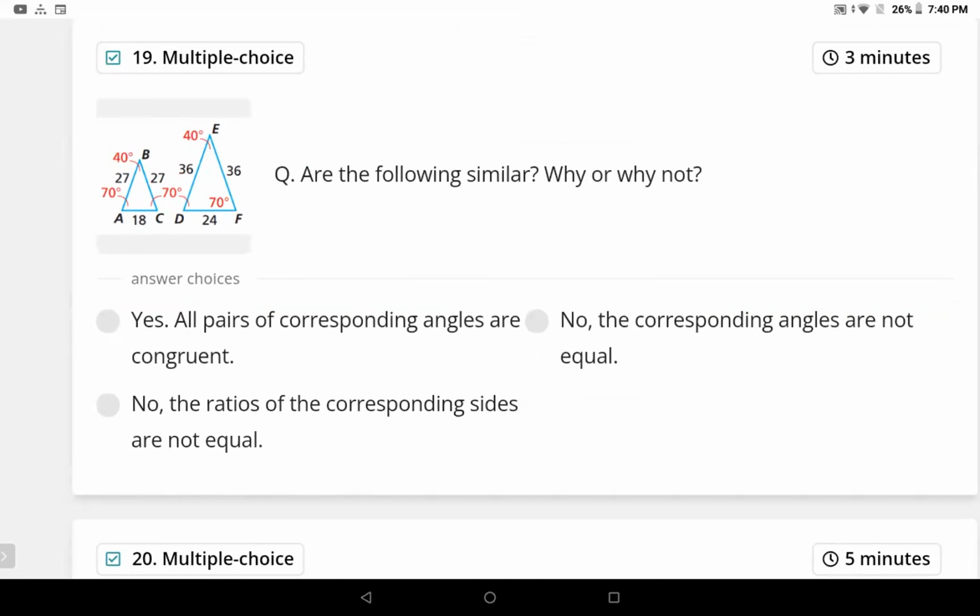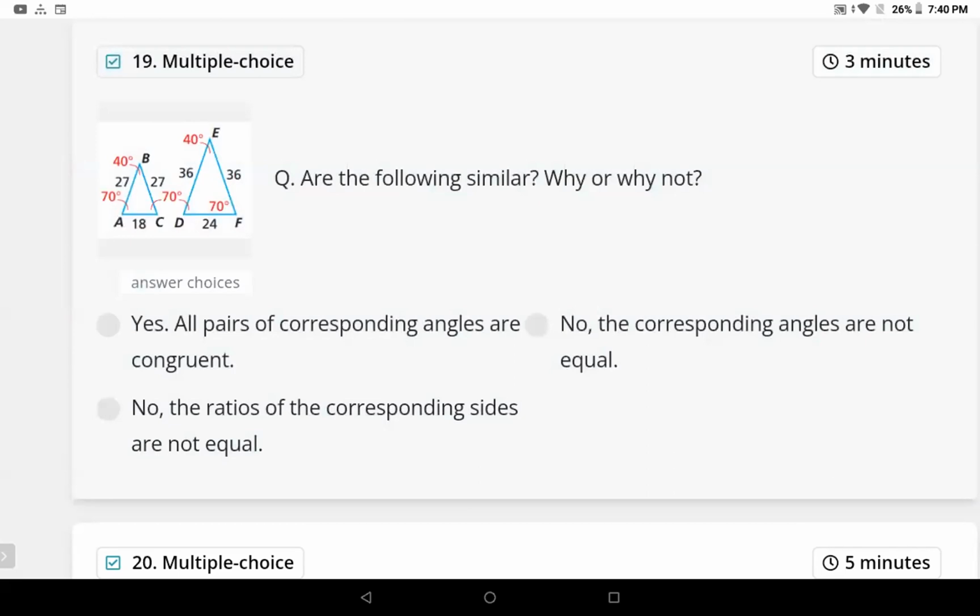Which option is true here, children? A, ma'am. Yes, all pairs of corresponding angles are congruent. What about the sides? Sides are also, ma'am, they're not equal. So then how will you say they are congruent?